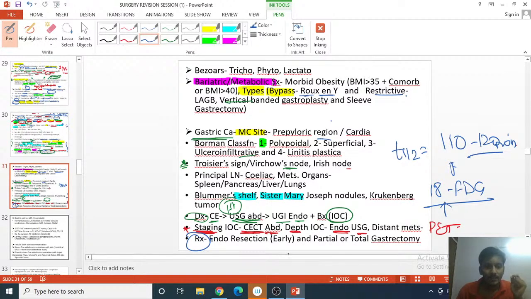Okay. Then the treatment in cases of gastric cancer, we perform endoscopic resection. अगर early gastric cancer है, we just perform an endoscopy, resect the part, okay, resect the tumor. But अगर advanced है, okay, advanced gastric cancer है, then we perform either a partial or a total gastrectomy. Please remember this.